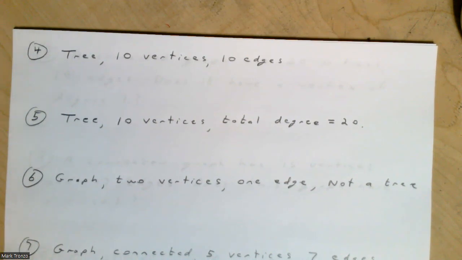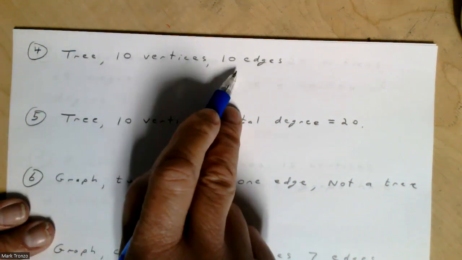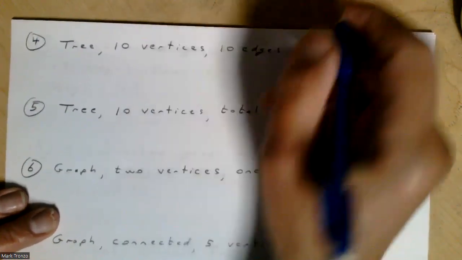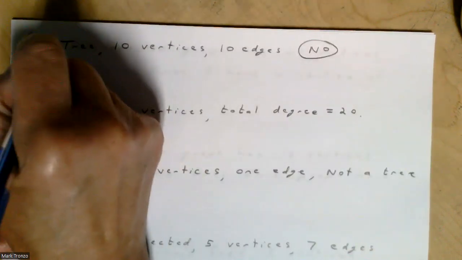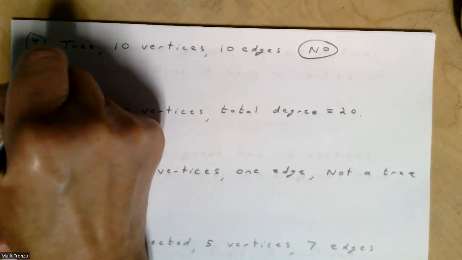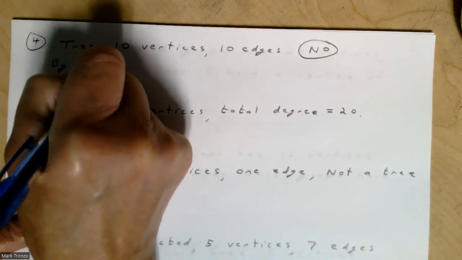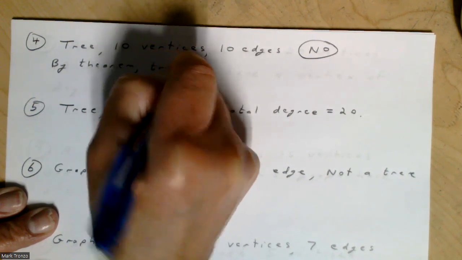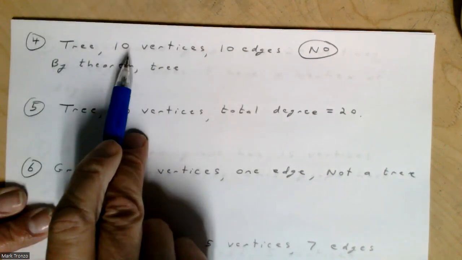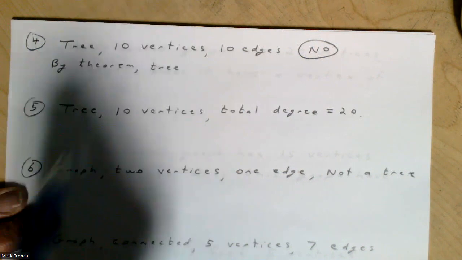So the next one says a tree has 10 vertices and 10 edges. Of course, right away we can say no, because by the theorem, a tree with n vertices has n minus 1 or 1 less edge.